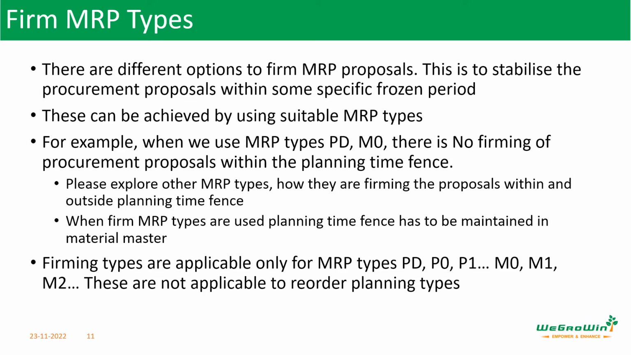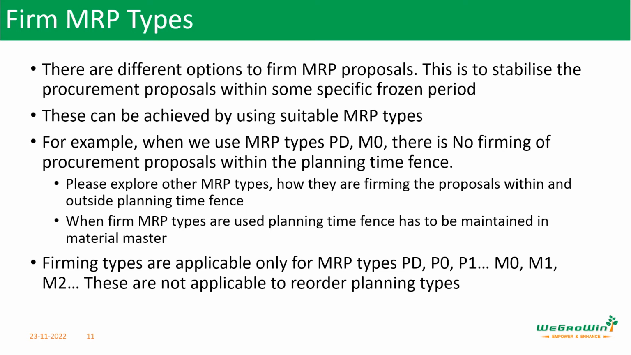For example, when you use MRP type PD and M0, M0 represents master scheduling and PD is material requirement planning. There is no firming of procurement proposals within the planning time fence. Like this, there are different MRP types like P1, P2, P3, then M1, M2, M3. Please explore them. And also when we maintain these firm MRP types, we need to maintain the planning time fence. That is very important. That is mandatory.